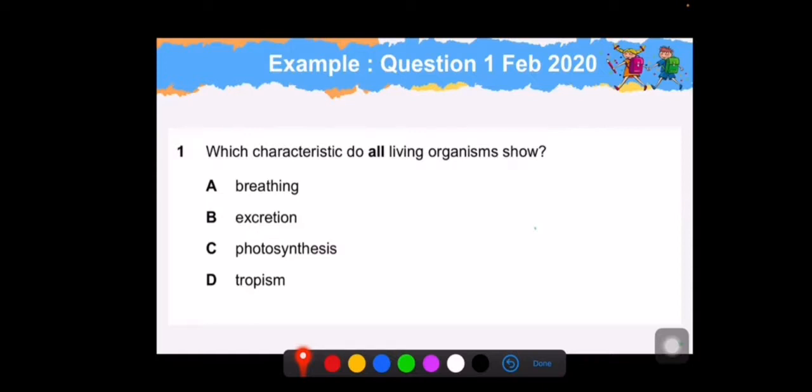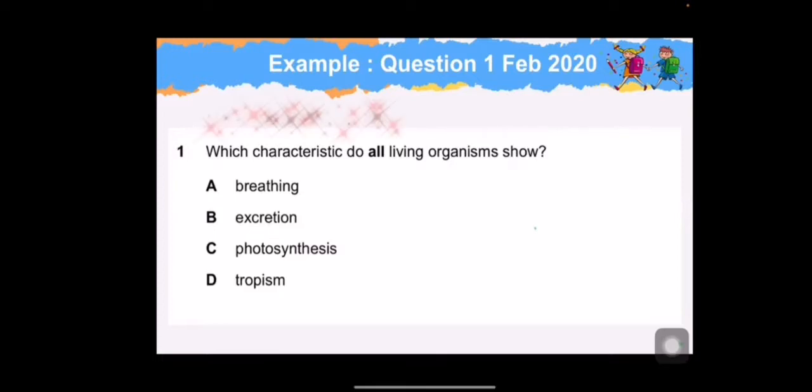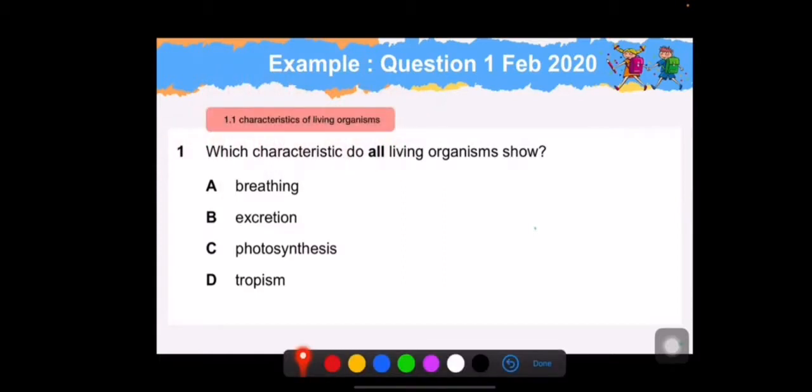So how to use this module? Example kat sini I ambil question 1 Februari 2020. Senang je teacher soalan dia? Yes, senang gila. Tengok soalan nombor 1 ni. Kata, which characteristic do all living organisms show? Siapa tahu this question come from subtopic apa? Okay, cuba jawab. Yes, this is subtopic 1.1 characteristic of living organism.